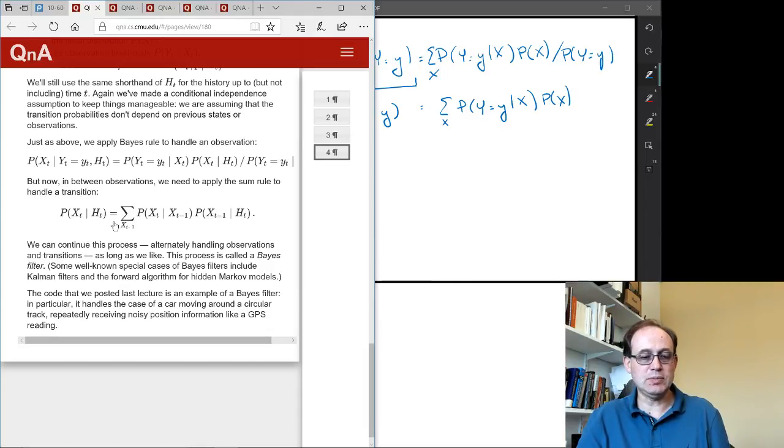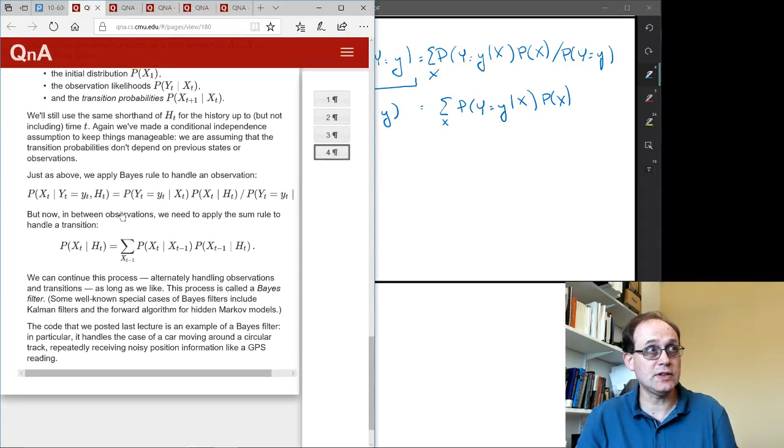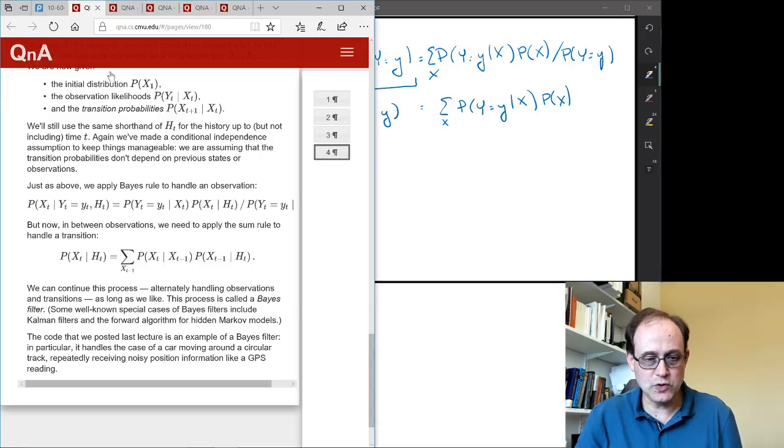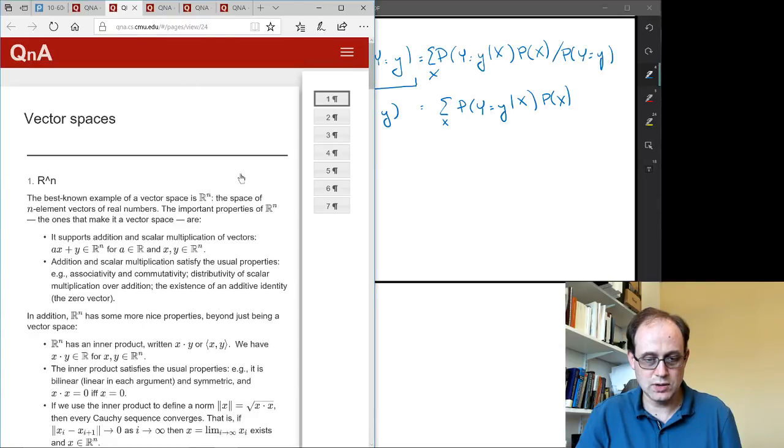So we can alternately apply these two processes, apply Bayes' rule to handle an observation, and apply the sum rule to handle a transition. And doing that, we can just keep on updating our distribution over our latent state vector, such as, for example, the position of our car. And that is what the code does, the code example that we handed out last lecture. So hopefully that's helpful. As always, please ask questions on Piazza if anything isn't clear. And let's move back to vector spaces that we were covering before.